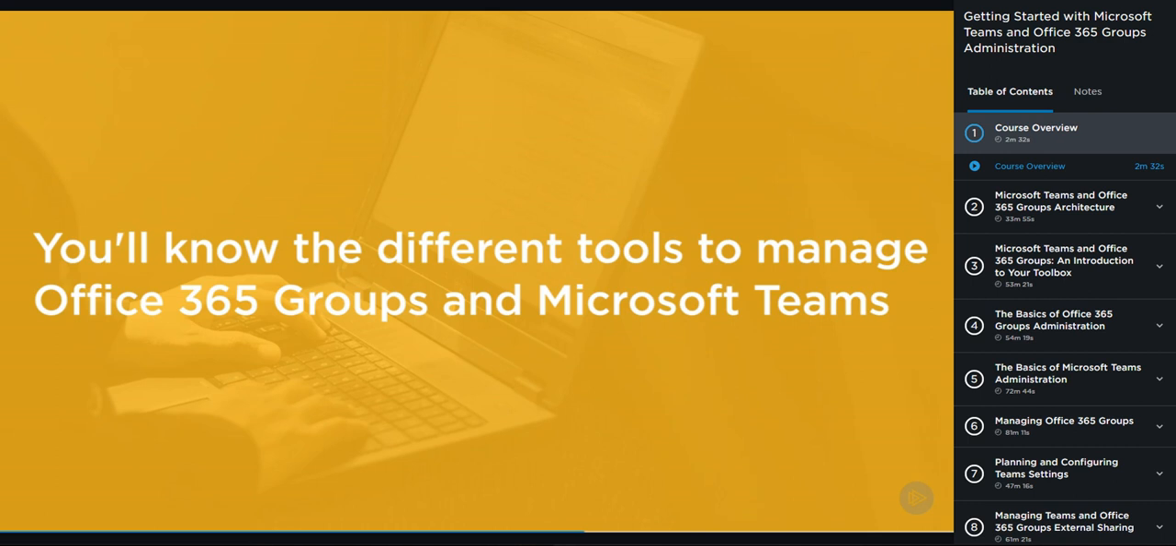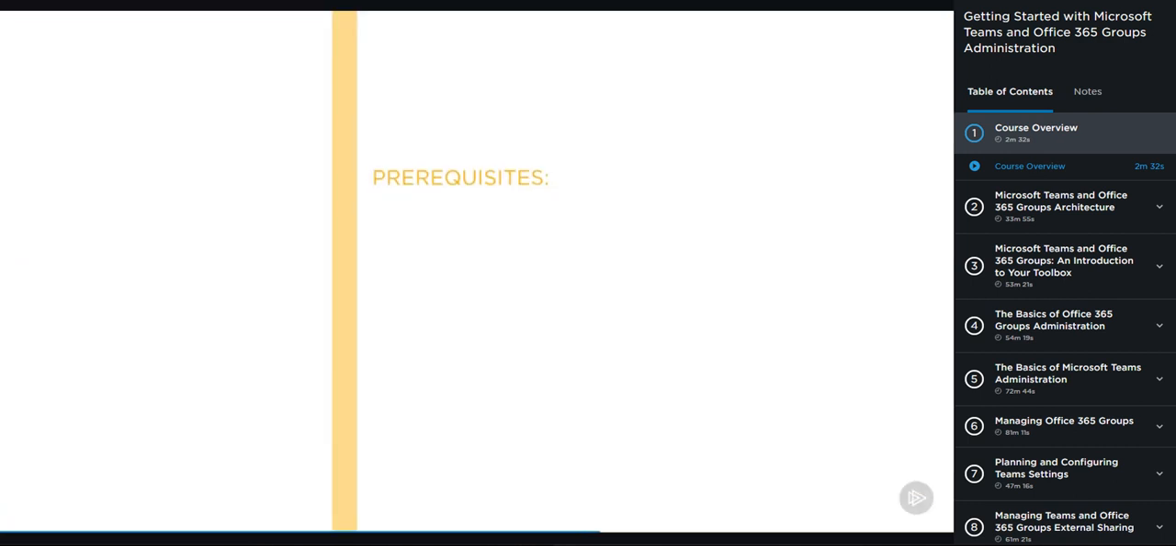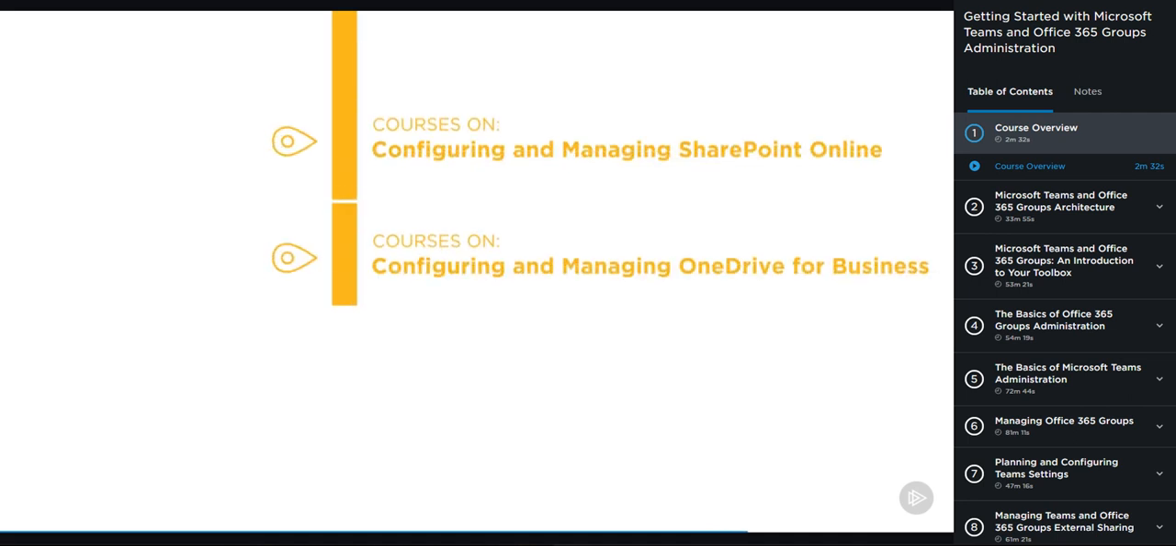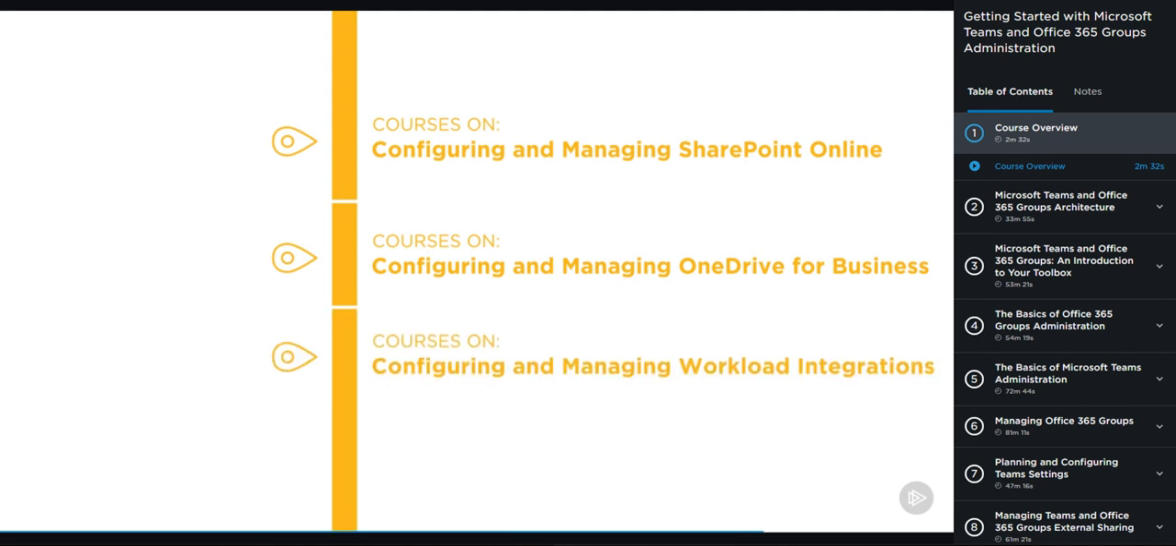Before beginning this course, you should be familiar with the basics of Microsoft Teams, SharePoint, and OneDrive for Business from an end-user point of view, as well as be familiar with PowerShell. From here, you should feel comfortable diving into other Office 365 administration topics with courses such as Configuring and Managing SharePoint Online, Configuring and Managing OneDrive for Business, Configuring and Managing Microsoft 365 Workload Integrations, and Configuring Governance and Compliance for Microsoft Teams and Office 365 groups.